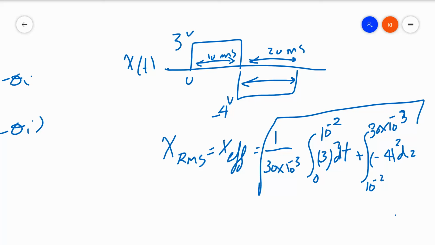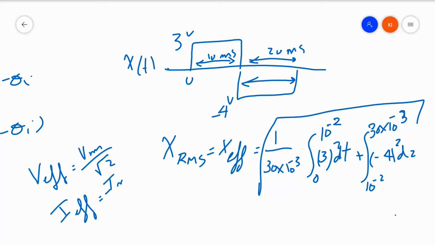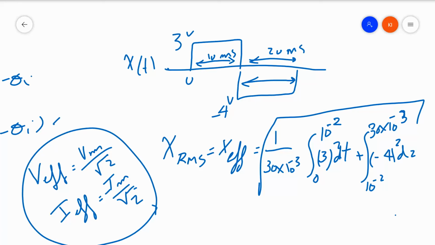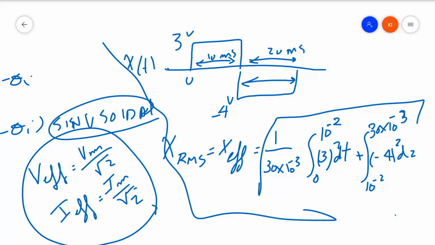Just remember, anytime you see an effective, that means Vmax over square root of 2, or I effective is Imax over square root of 2. And this, of course, all is contingent on the assumption that the signal is sinusoidal. It's called sine and cosine signals, okay? So that's really important. Otherwise, you got to do this stuff.